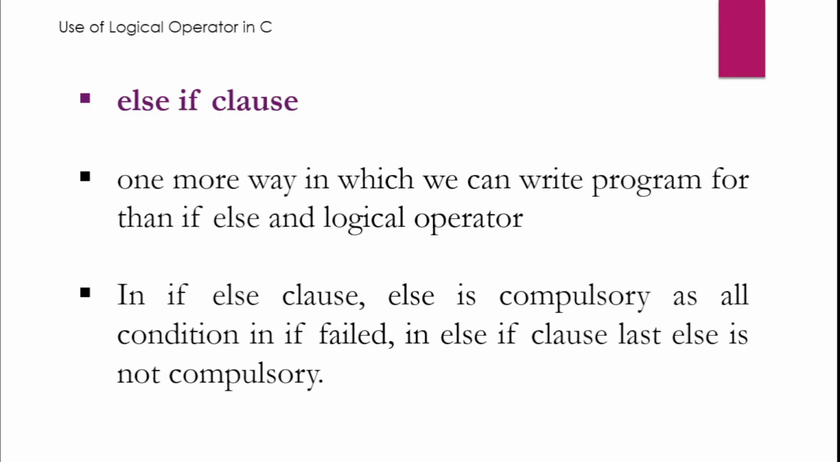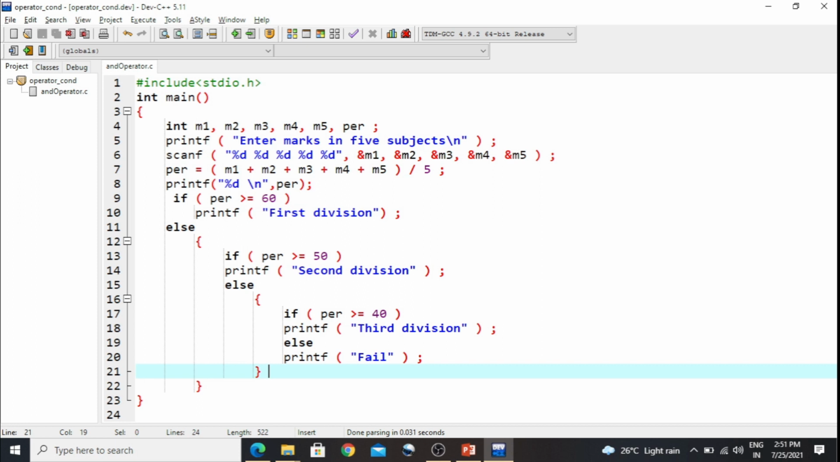Else-if clause is one more way in which we can write a program in place of if-else and logical operators. It will reduce the number of statements in a program. In case of an if-else clause, else is compulsory because if the condition is false, we need to go for the else statement. In case of else-if, we don't require else, meaning else is not compulsory. So let's see an example. Look at this example. This example gives the percentage and the grade obtained by that candidate.